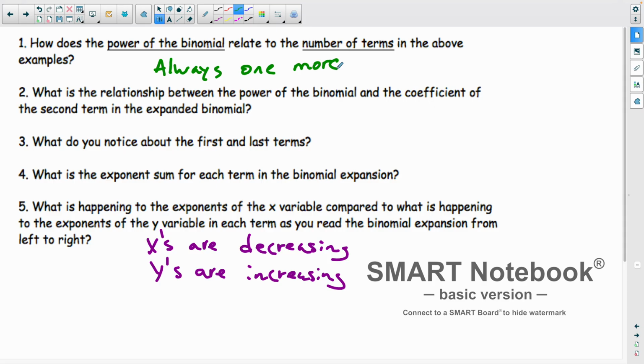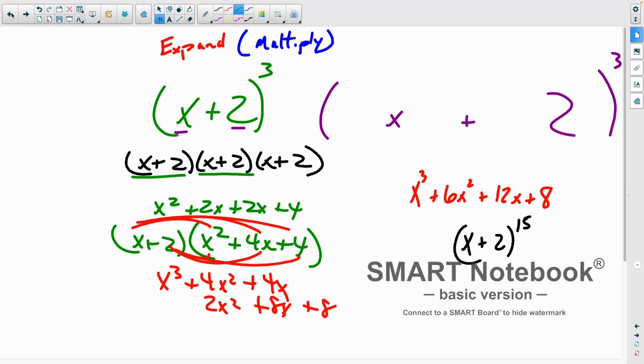So on that premise, if I go back to the one that I did a while ago, it had a 3, right? What did we end up with as terms? We had 4, so that matches. On this one, if I had 15, I'd have 16 terms. So that'd be a pretty long expansion.